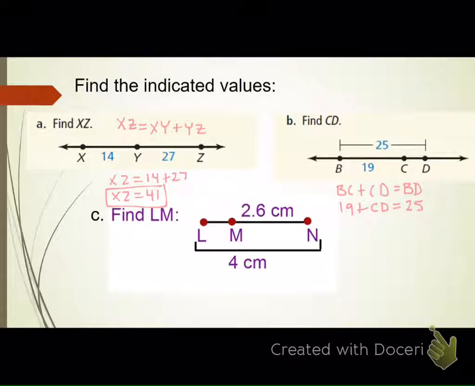25. Other way around, but yes. I knew what you meant. So CD is equal to 6. Look at that. What are you confused about so far?